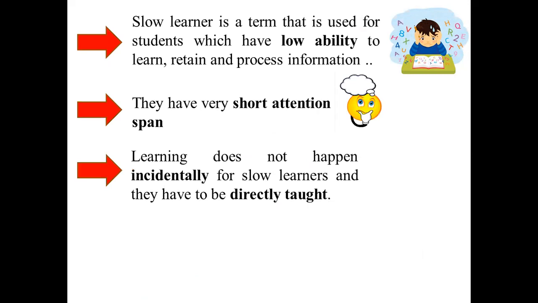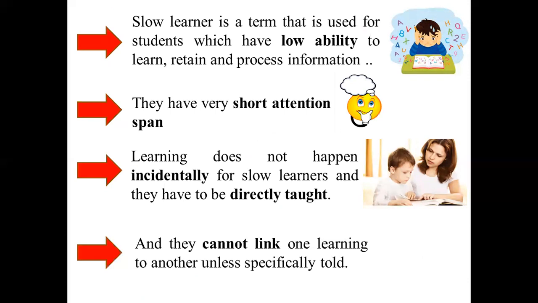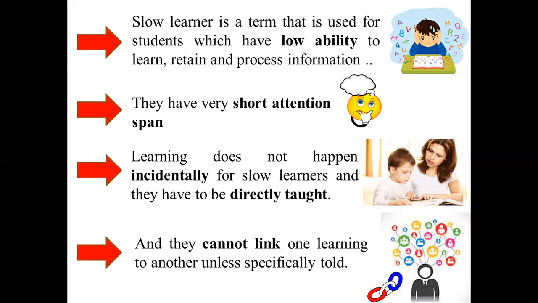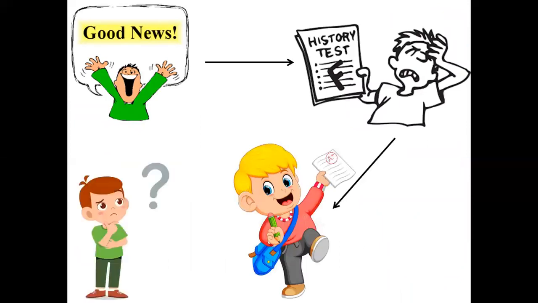Learning does not happen incidentally for slow learners. They have to be directly taught, and they cannot link one learning to another unless especially told. The good news is that even slow learners can maintain their academic results. But how? Let me share my strategy.